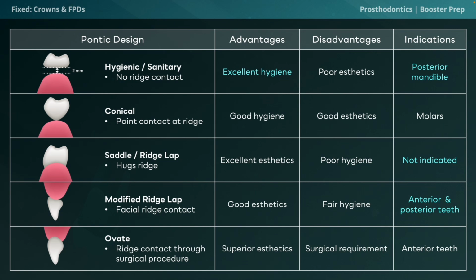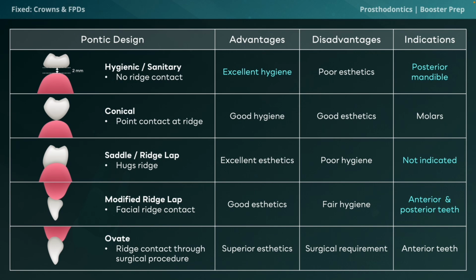Next, we have the saddle or ridge lap Pontic. So this design closely adapts the Pontic to the edentulous ridge, making it very difficult to clean. Because of the poor hygiene associated with this Pontic, it isn't really indicated in any situation. So if the lab ever sends you back an FPD and the Pontic sits on the ridge like this, please do your patients a favor and send it back. The next Pontic design is the modified ridge lap. And as the name suggests, it's similar to the ridge lap, but allows for improved hygiene.